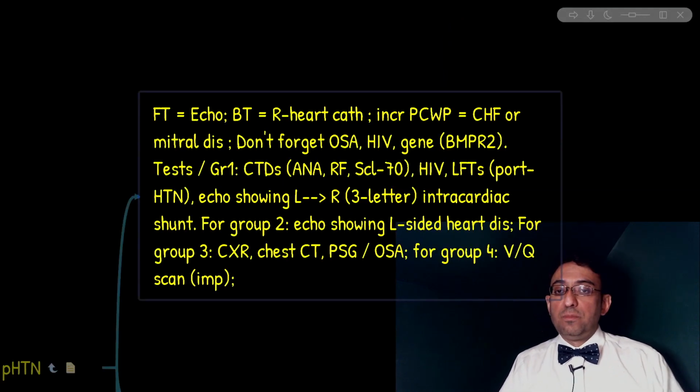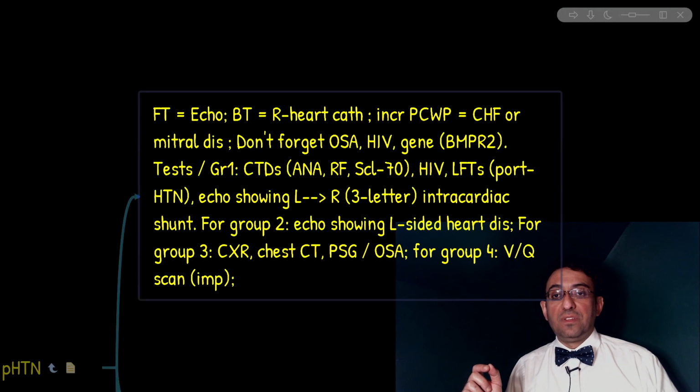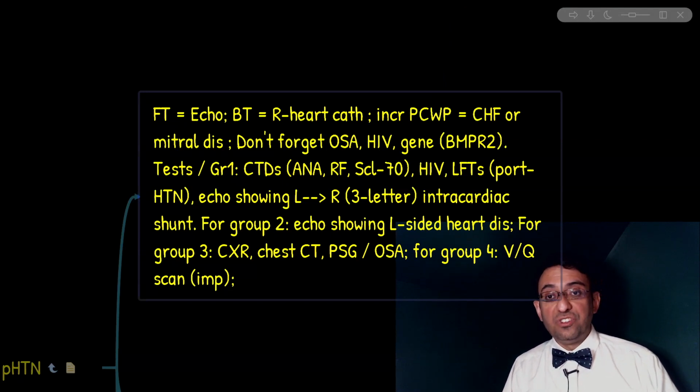Now, what are the symptoms of pulmonary hypertension? Regardless of the category or group that we discussed, pulmonary hypertension manifests with exertional dyspnea, which is usually progressive and associated with fatigue. There could be exertional hypoxemia as well as exertional syncope.